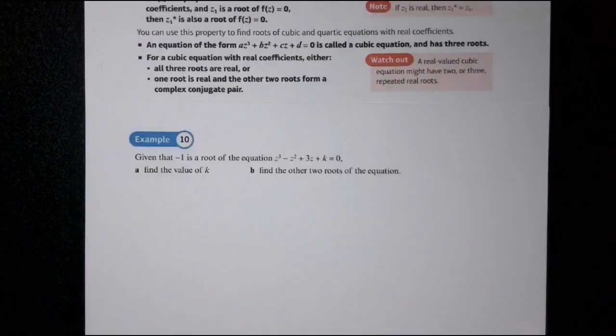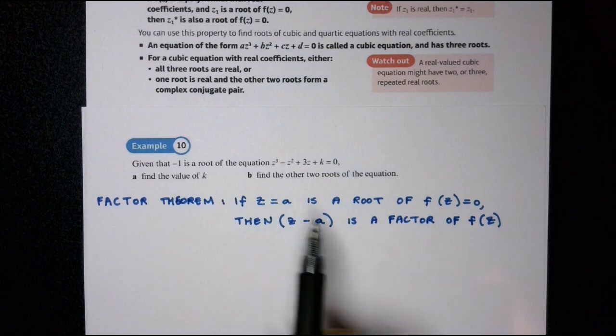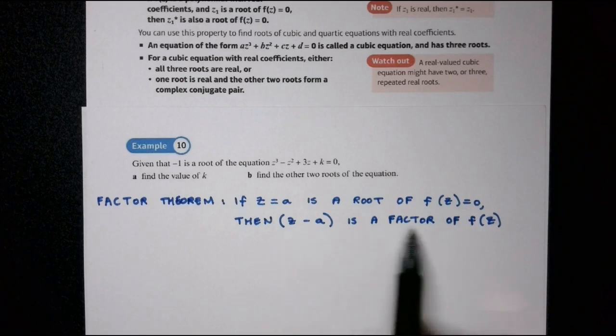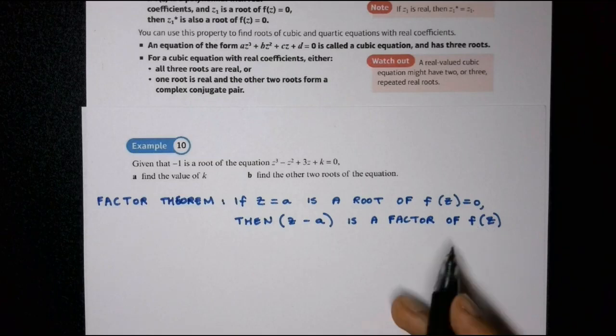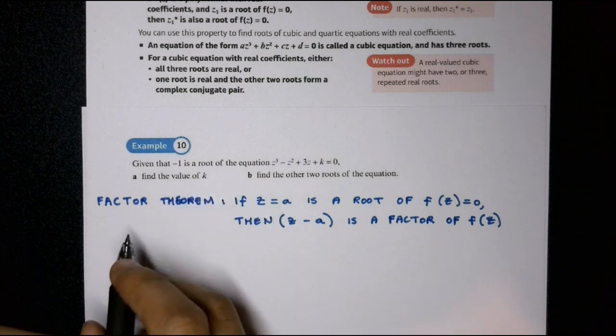For example 10, given that minus 1 is a root of the equation z cubed minus z squared plus 3z plus k equals 0, for part A we have to find the value of k. Now, to do this question, we would have to use the factor theorem. Just as a reminder of what the factor theorem is, if z equals a is a root of f of z equals 0, then z minus a is a factor of f of z. So, we can use this to find out the value of k.